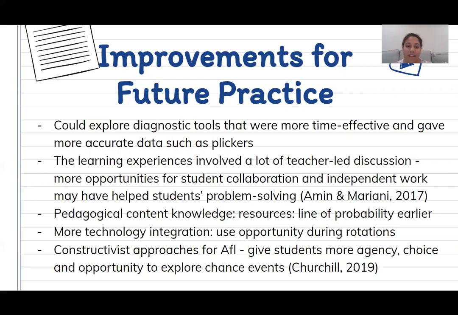So when I consider it from a TPACK approach, I could have worked on my pedagogical content knowledge. So I could have introduced the line of likelihood and other resources much more quickly. I could have had them doing group work much sooner. I could have incorporated technology into the group work itself. So given them a bit more agency, made it more engaging. And yeah, just giving them a bit more of an opportunity to explore different kinds of chance events and experiments.